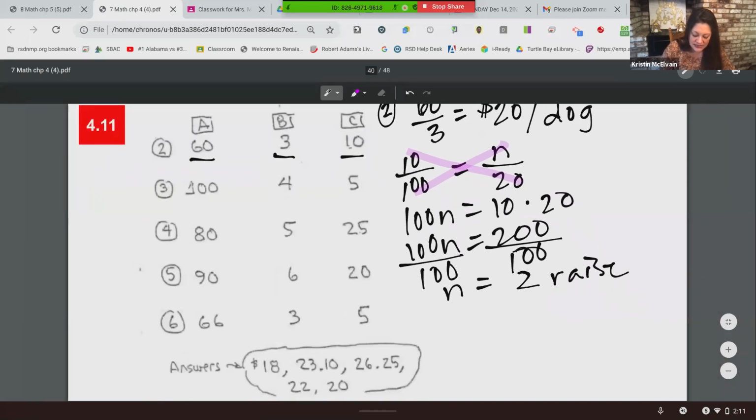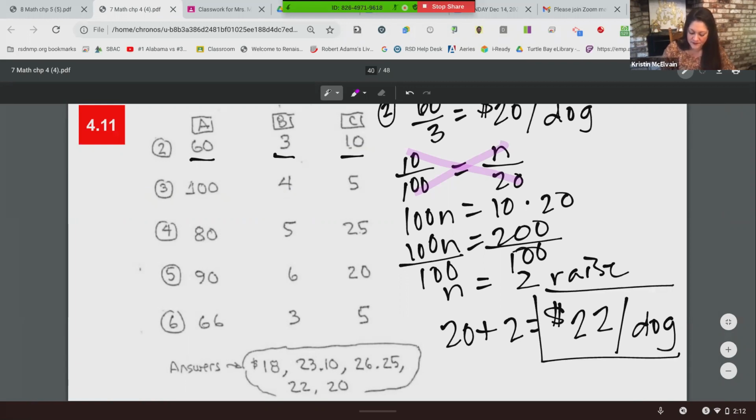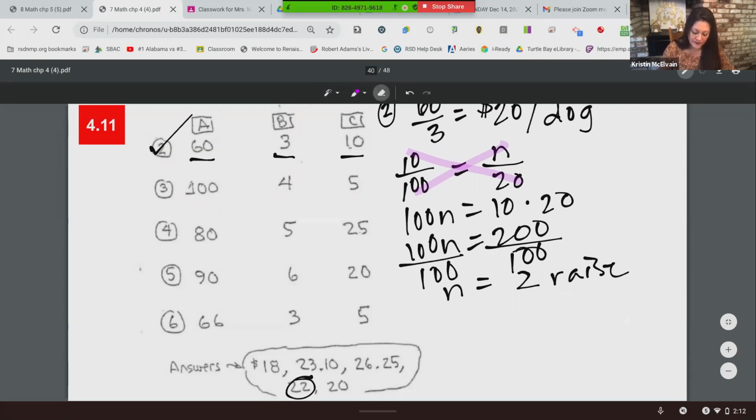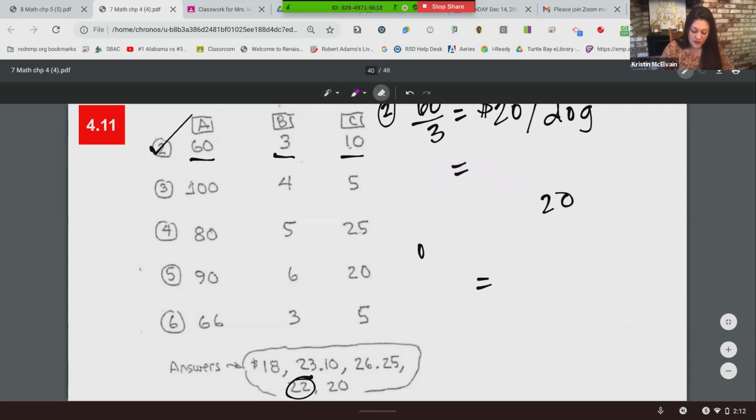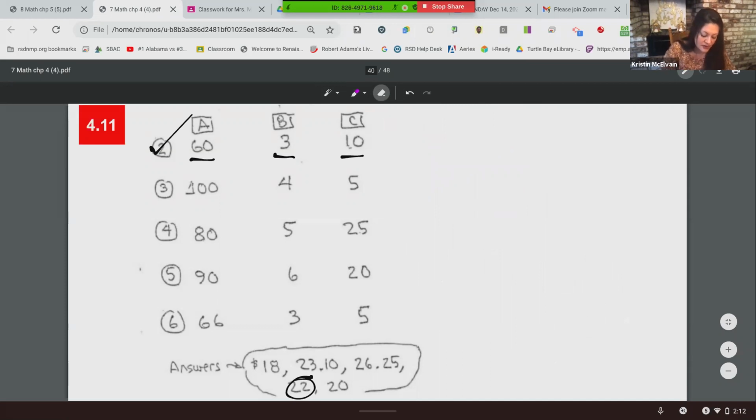So $20 plus $2. Martin, in this deal, makes $22 per dog. All right. Number 2, got it. Let's see here. $22, there it is. Erase it all. Brings us to number 3.